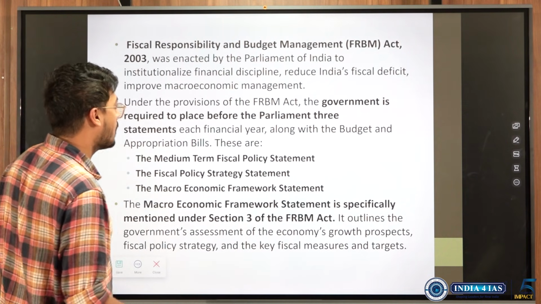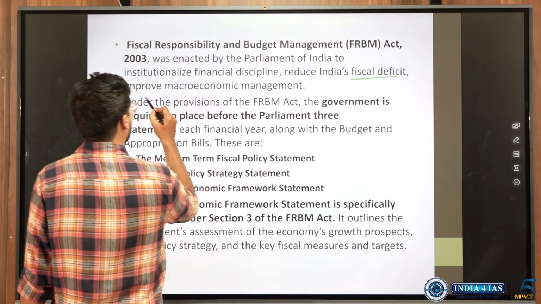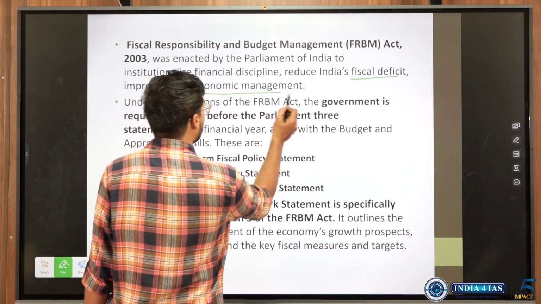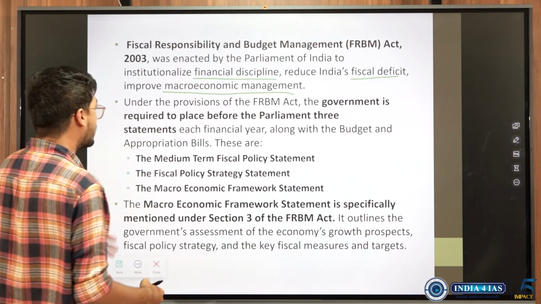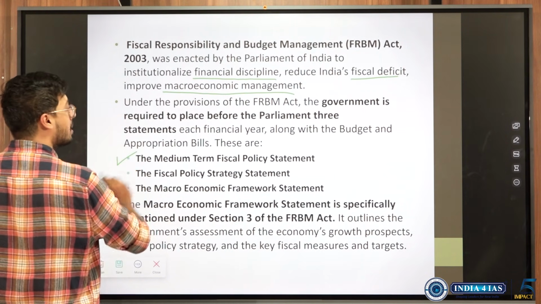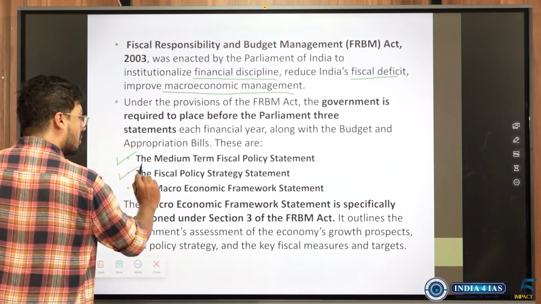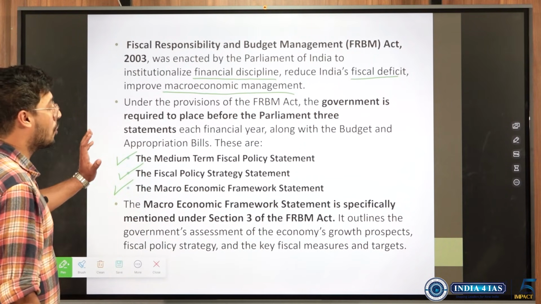So what does FRBM Act speak of? See, in the FRBM Act, how India's fiscal deficit will be handled, how will we improve the macroeconomic management, what steps will we take to ensure fiscal discipline. It speaks of all these. So the three documents which I spoke of: medium term fiscal policy statement, fiscal policy strategy statement, macroeconomic statement. These 3 are the more important.